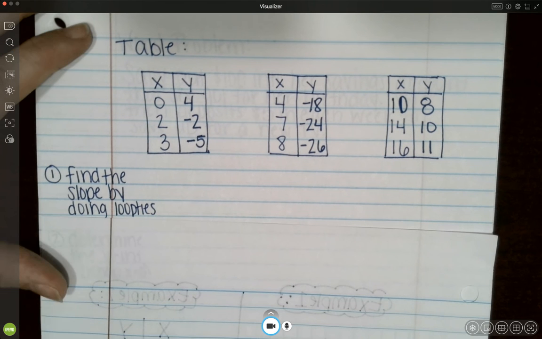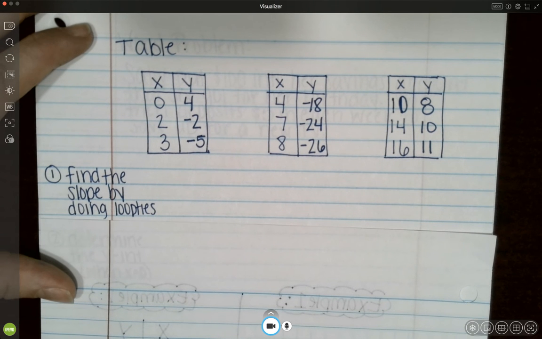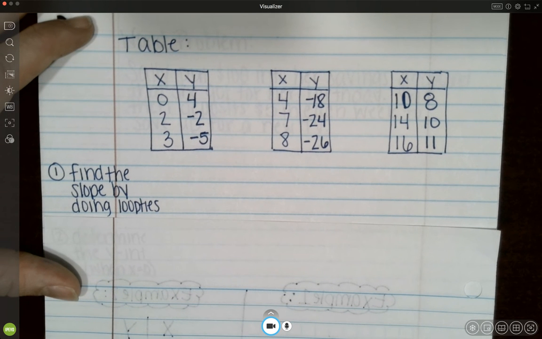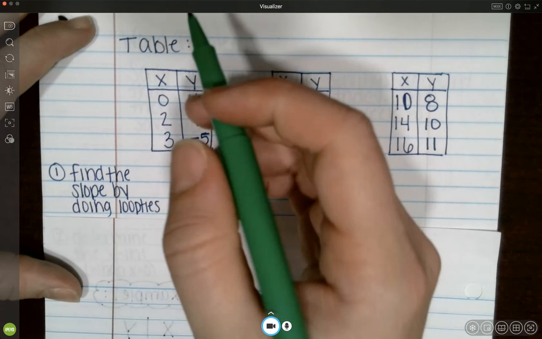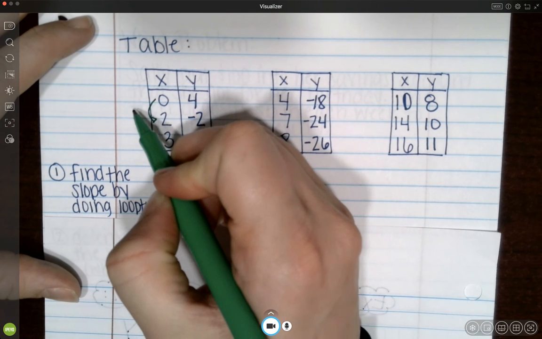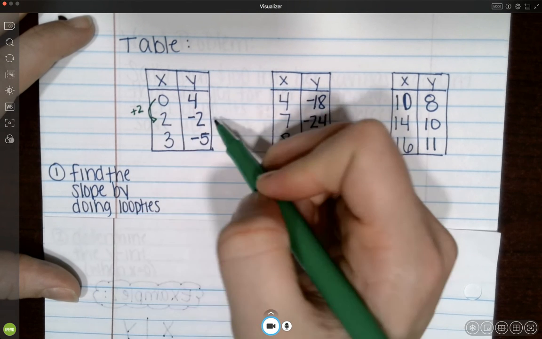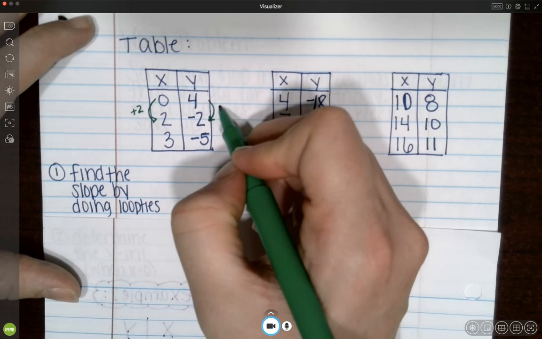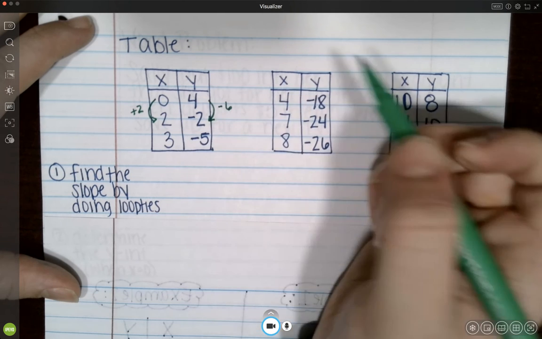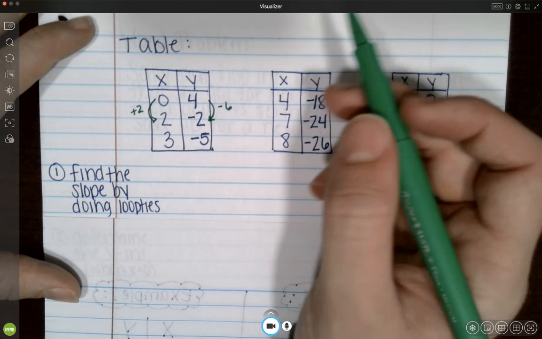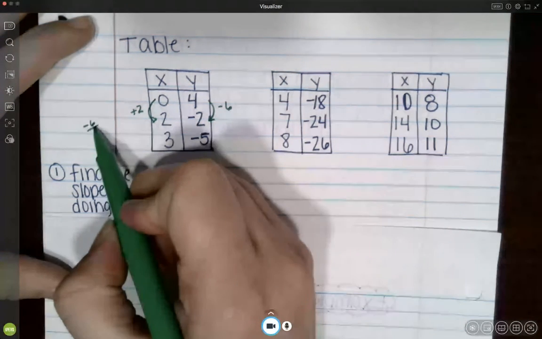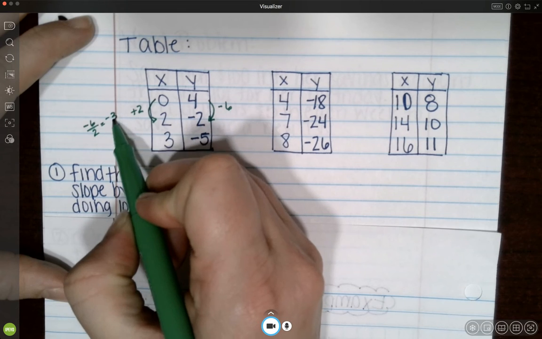First thing I need to do is find the slope. Remember in table mode, we find the slope by finding the rate of change, which is doing the delta's. So we find our change in y over change in x. My delta x here, I'm increasing 2. My delta y here, I am decreasing 6, because I'm going from positive to negative. So that is negative 6 over 2, which equals negative 3.